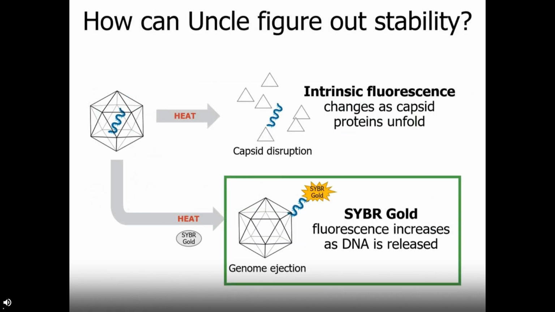For genome ejection, Uncle will make use of SYBR Gold dye, and will excite SYBR Gold with its 473 nanometer laser. And the purpose of adding that dye is to detect genome ejection by showing an increase in fluorescence signal. So at the start, SYBR Gold will have a low fluorescence while the genome is inside of the capsid, but any free DNA will show fluorescence. But as the capsid is heated and releases DNA, then that fluorescence of SYBR Gold will increase because the SYBR Gold dye and the DNA can now interact with each other. The temperature where the dye fluorescence increases will be the stability readout.